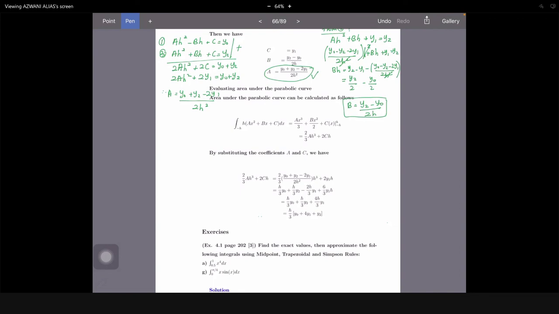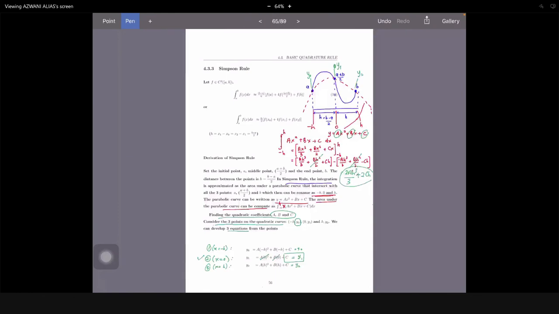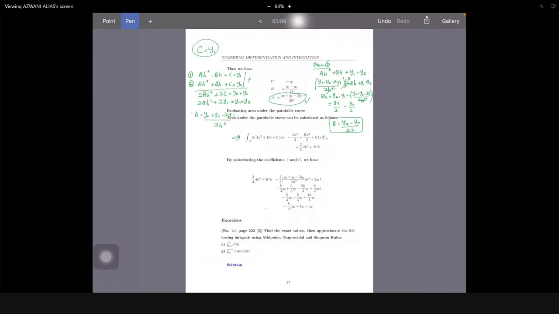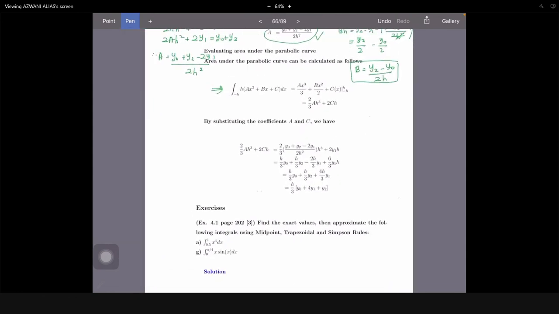So, now daripada kita integrate yang asal tadi kan. Yang ni. Daripada integration of the quadratic tadi. Kita integrate, kita akan dapat 2/3 AH cube tambah 2CH. Substitute the value of A and C we have. So, dia masukkan nilai. Finally, kita akan dapat ini. So, this is the Simpson Rule. Yang tu yang dapat number 4 kat sini. Okay, Y0, 4Y1 tambah Y2, H over 3 kat depan tu.